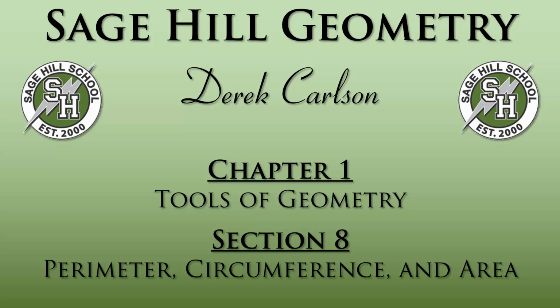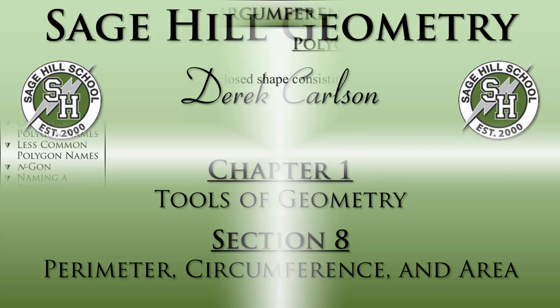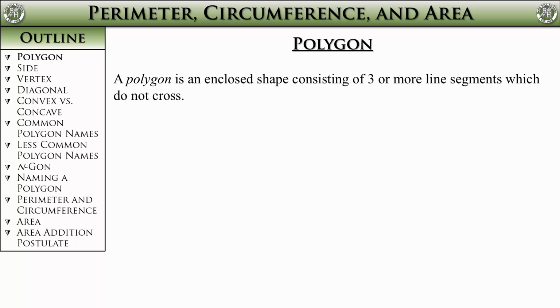Time for section 1.8, perimeter, circumference, and area. We need to go over a few things before we talk about perimeter and area. First, we need to go over what a polygon is. A polygon is an enclosed shape consisting of 3 or more line segments.